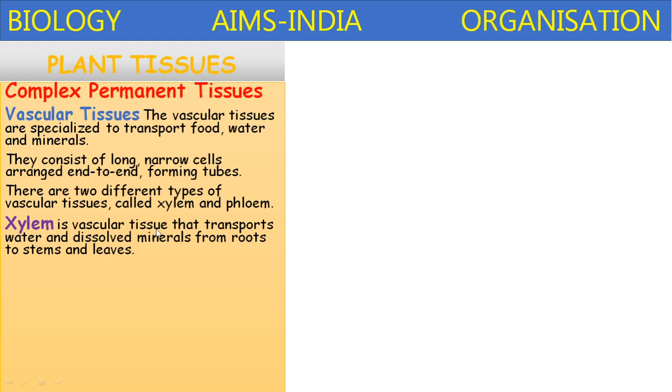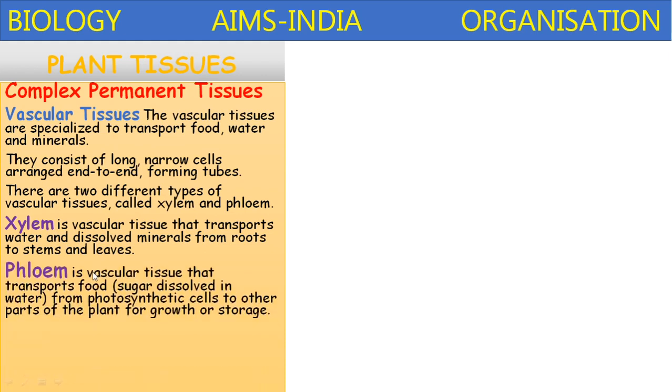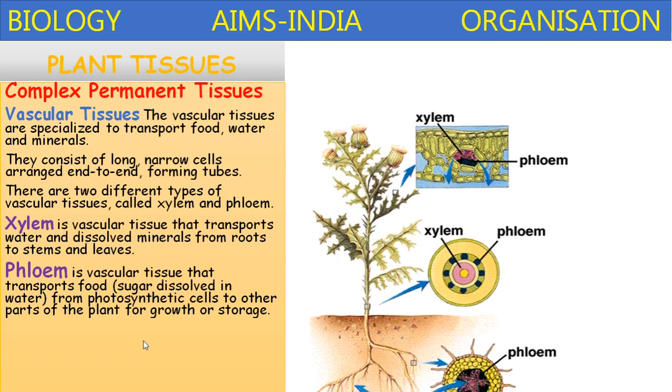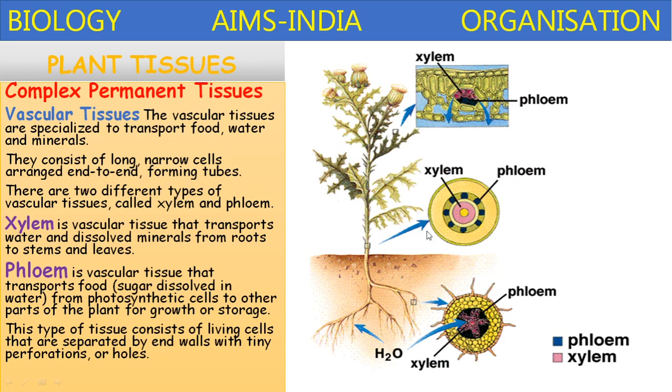Xylem is vascular tissue that transports water and dissolved minerals from roots to upper parts of the plant, that is stem and leaves. Phloem is a vascular tissue that transports food, sugar dissolved in water, from photosynthetic cells to other parts of the plant for growth or storage. This type of tissue consists of living cells that are separated by end walls with tiny perforations or holes, particularly phloem.